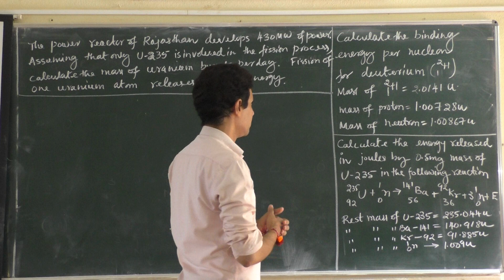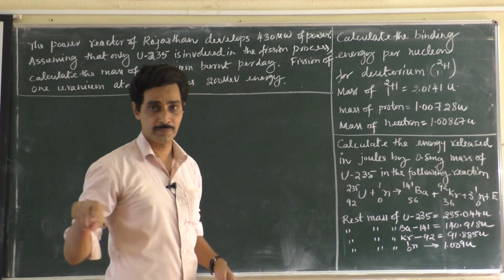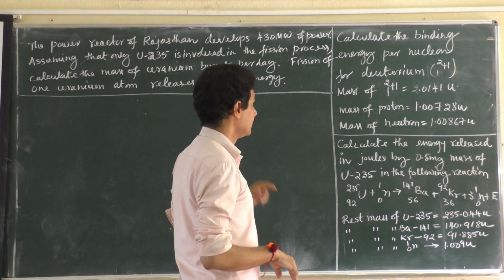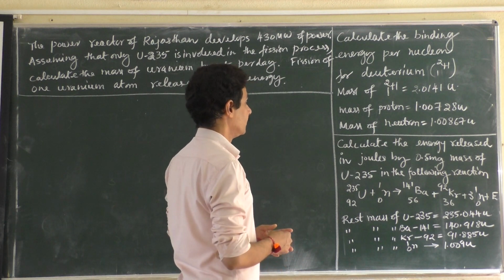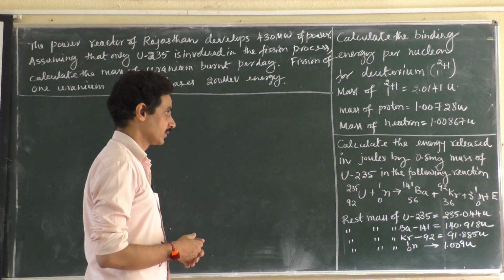So what is the problem now? Calculate the binding energy per nucleon. So you have to calculate binding energy by mass number finally. Don't forget it. Binding energy per nucleon for deuterium 1H2. Mass of deuterium is given, mass of proton is given, and mass of neutron is given.